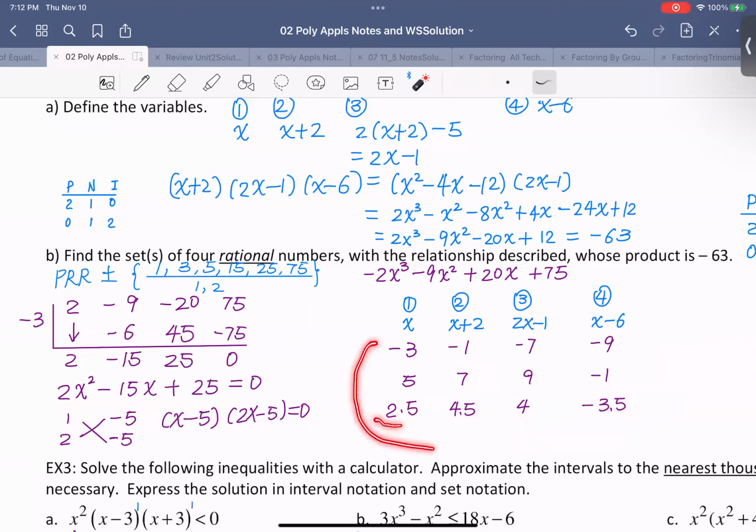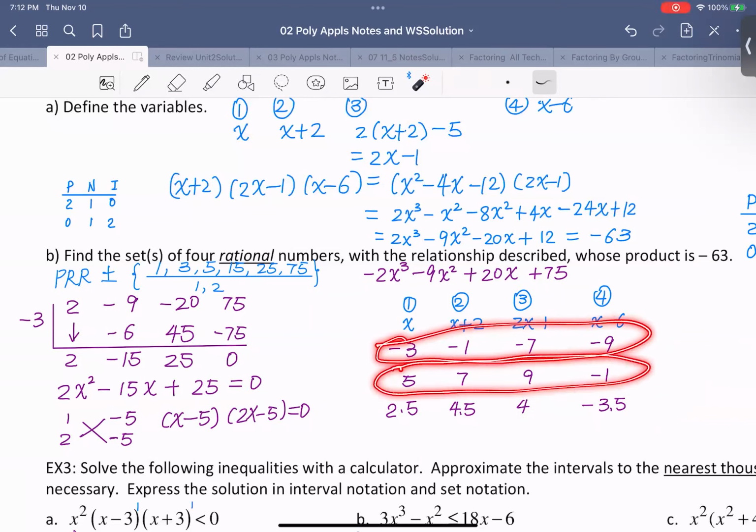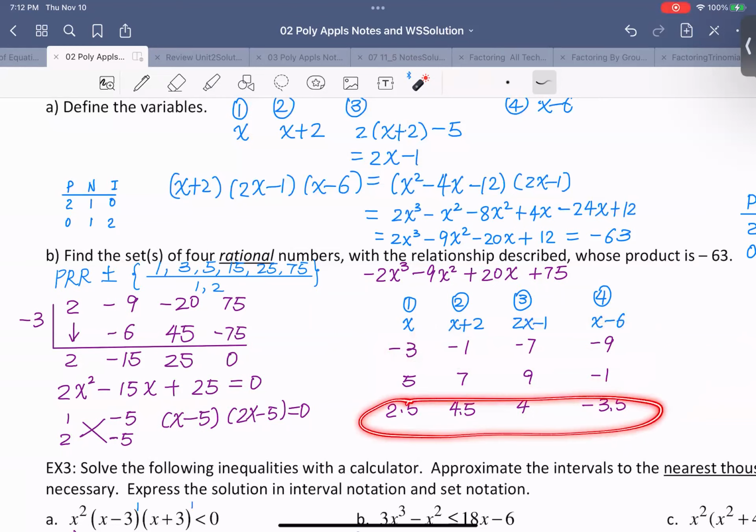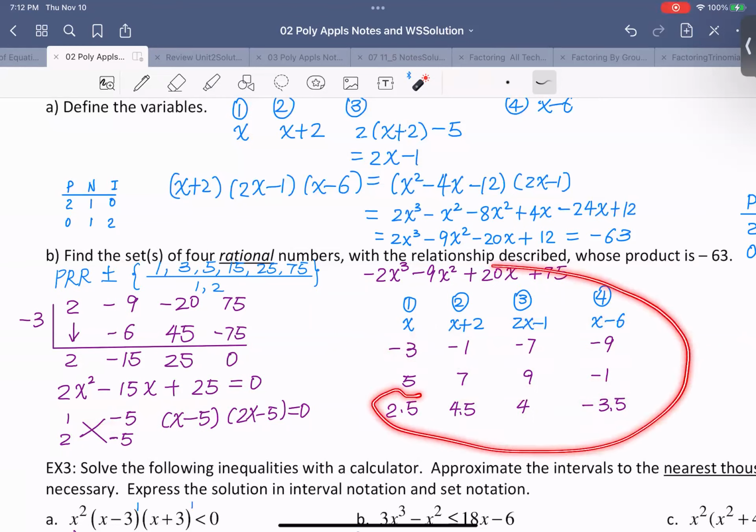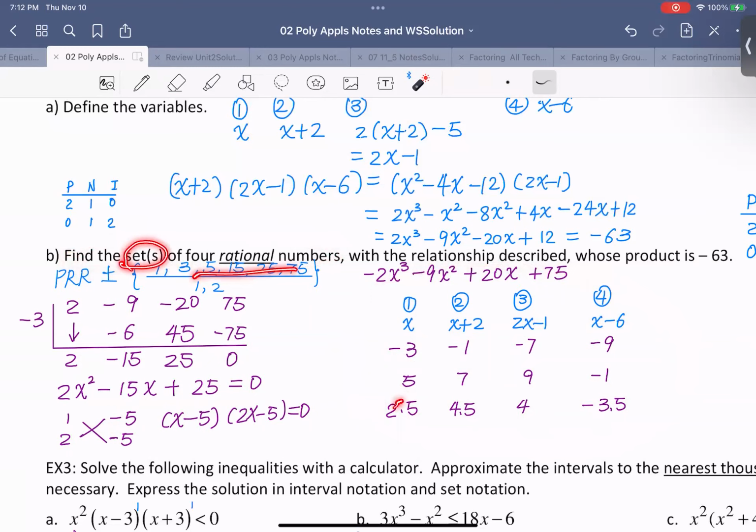Okay, so when you show your final results, you should give the list like this. So either this set of numbers, or this set, or this set. Okay, after you finish all the roots, please do this table. That's going to be the results for this. They ask for the sets of the 4 rational numbers. Okay? All right. Let me see other students' work.